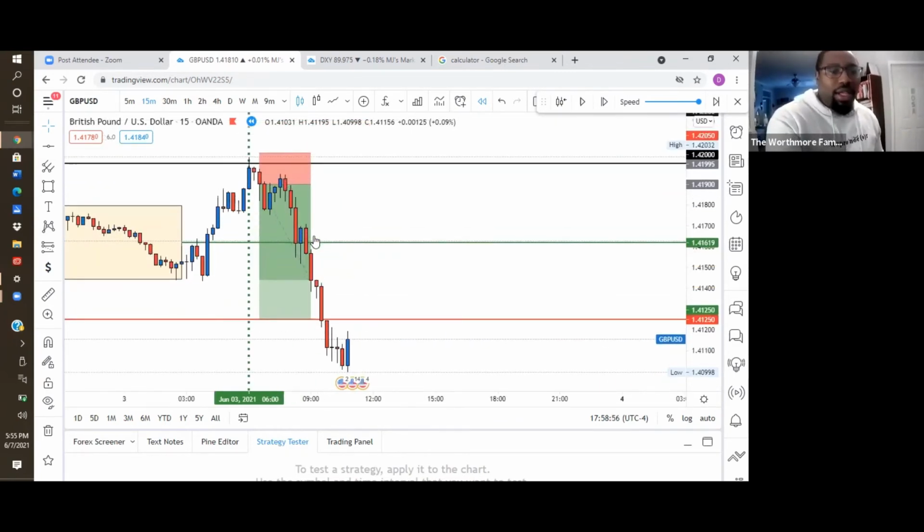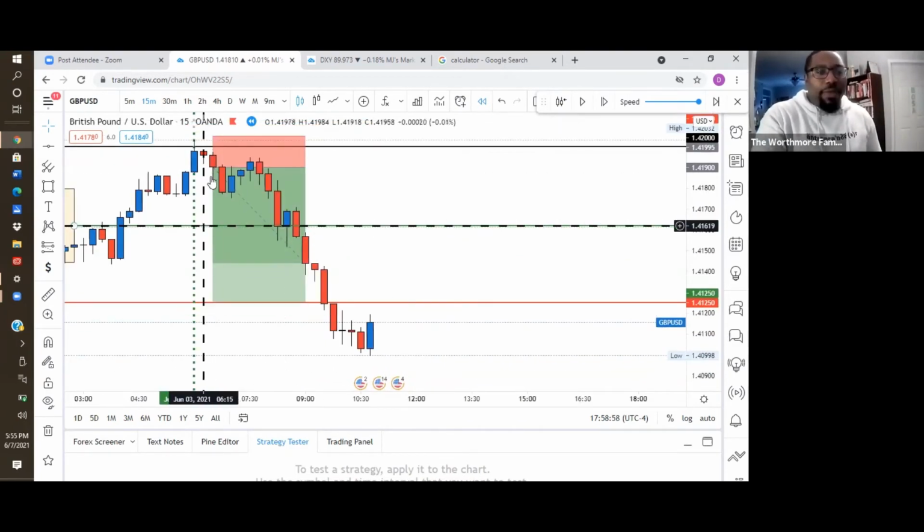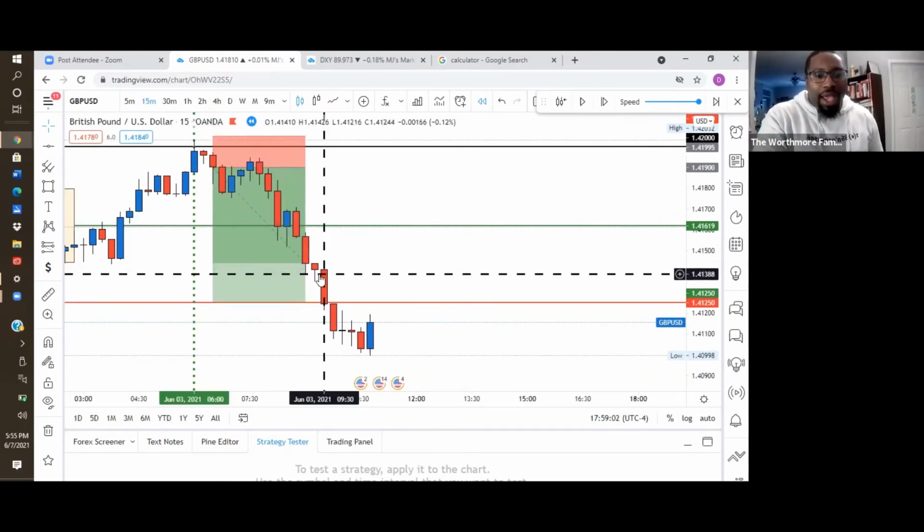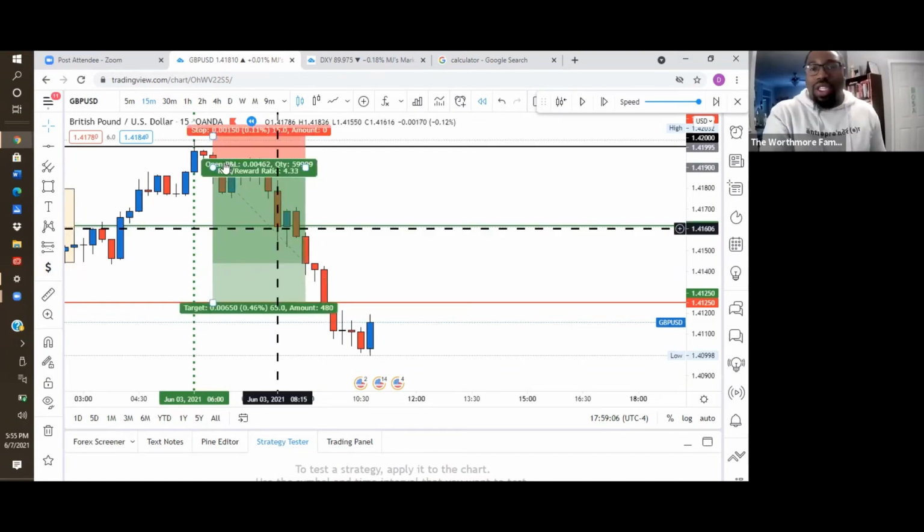And I want you to think about this, right? This is the 15-minute time frame. We entered in this trade at 6:45 in the morning. By 9:45 in the morning, 3 hours later, we were done. Imagine if you threw a standard on this trade.